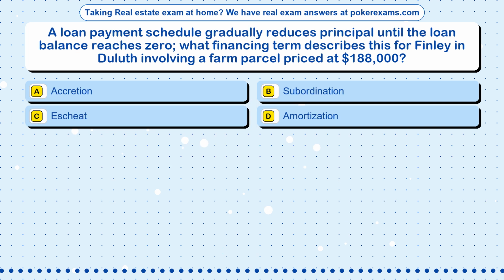Question 16. A loan payment schedule gradually reduces principal until the loan balance reaches zero. What financing term describes this for Finley in Duluth involving a farm parcel priced at $188,000? Option A, accretion. Option B, subordination. Option C, escheat. Option D, amortization.